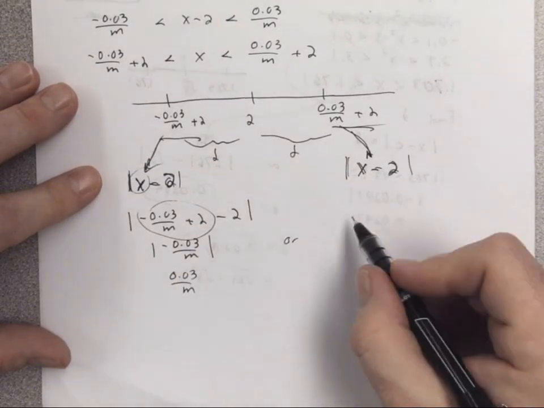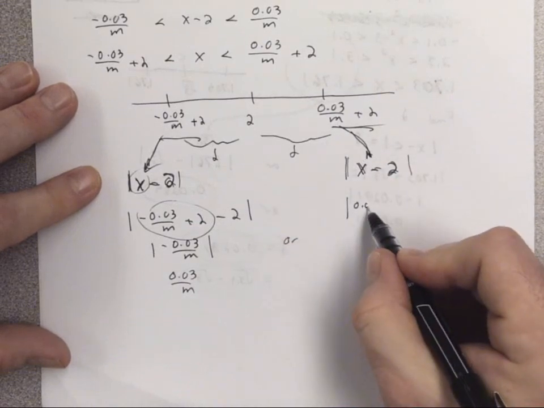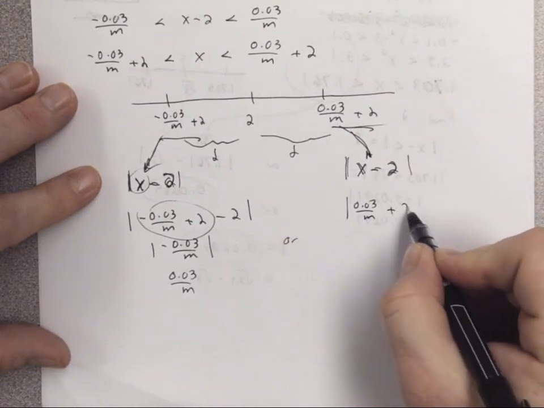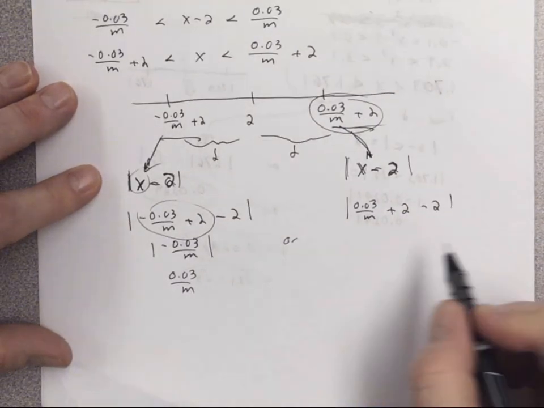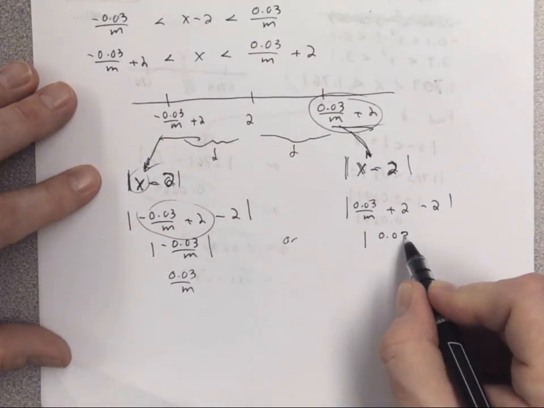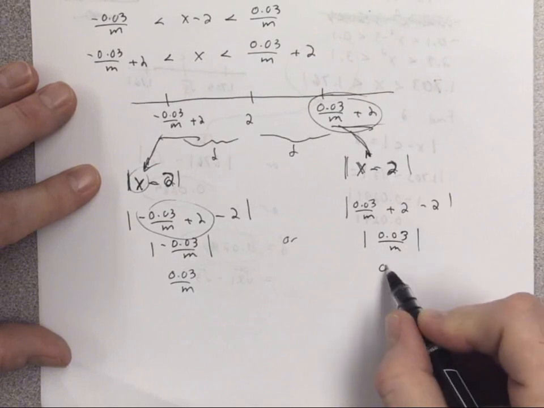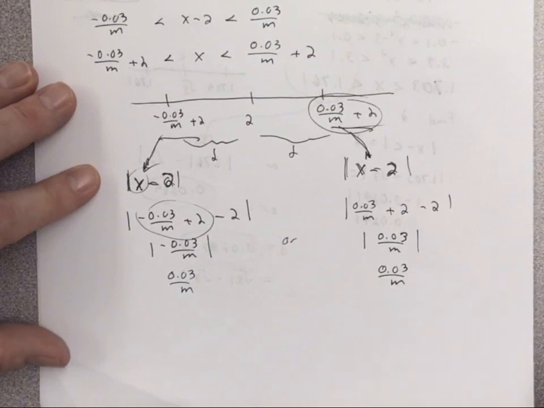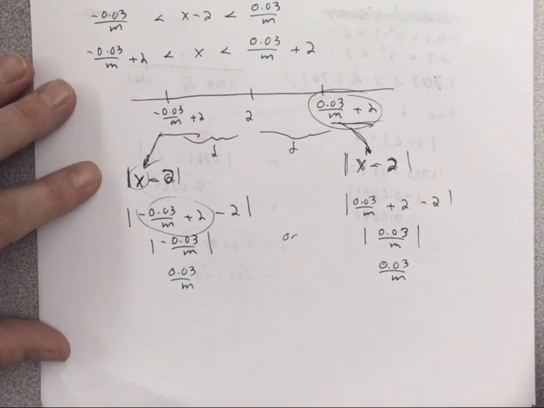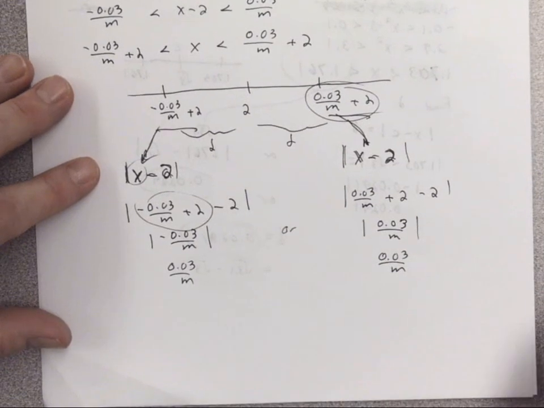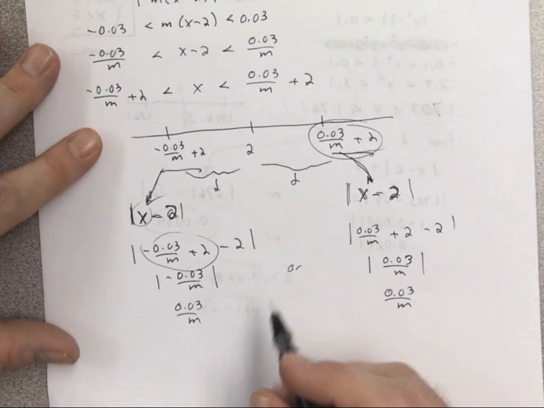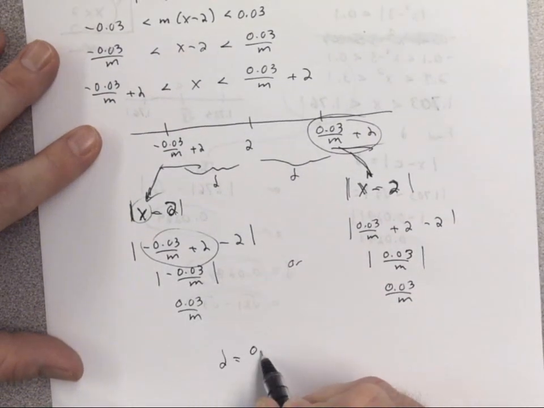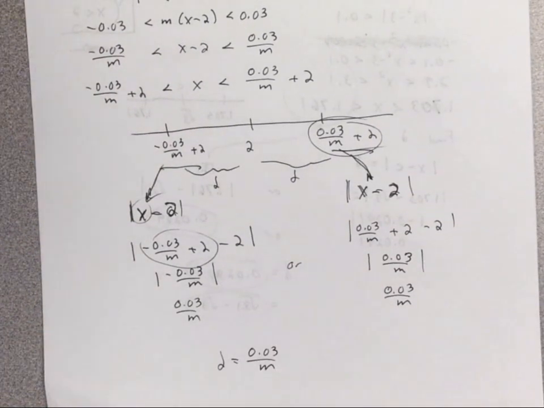Or, you know the other one, plugging that in, 0.03 over m plus 2, because that's what this piece is, right? And then I still have to subtract 2. So the 2's cancel, so the absolute value is 0.03 over m. This is a positive number, so the absolute value just drops. Which one's smaller? Yeah, they're the same, because remember, this is a line, right? If it's linear, you'll get the same distance both times. So delta is going to be equal to 0.03 all over m.